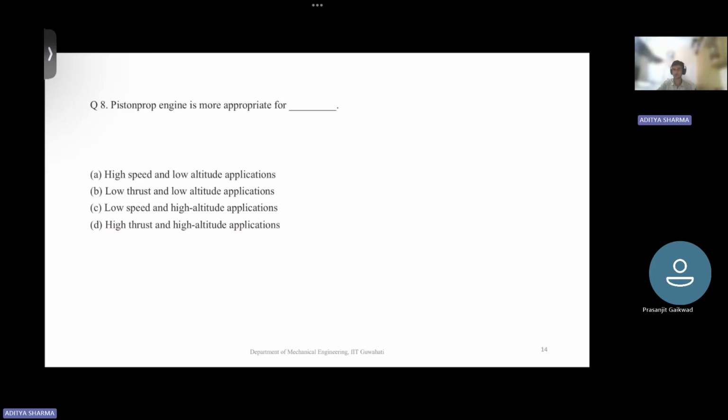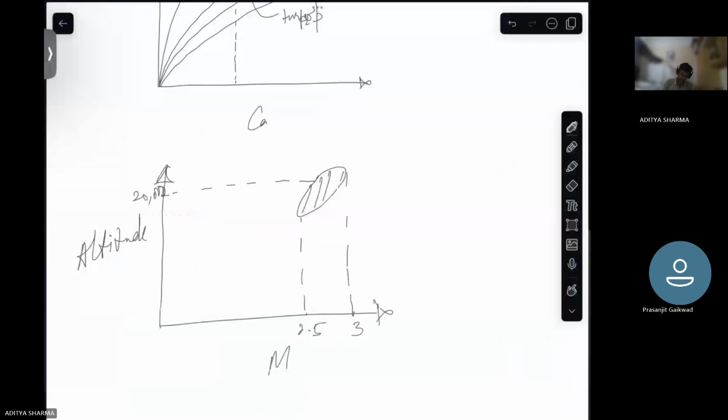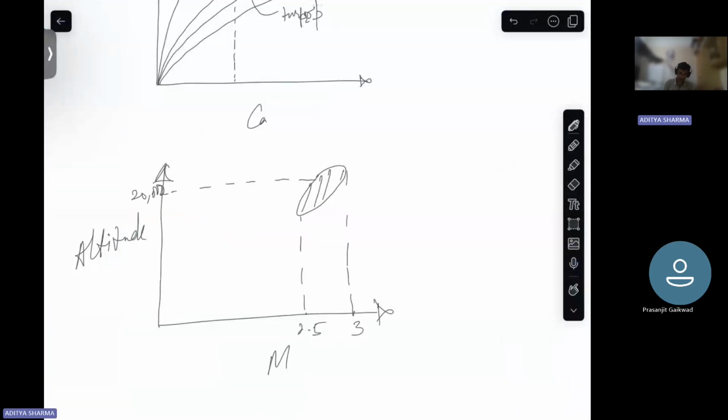The question is about your piston prop engine, right? The propeller being driven by a piston engine. So four options have been given: high speed and low altitude, low thrust and low altitude, low speed and high altitude, high thrust and high altitude. So piston prop, if you see this, these questions are based on this diagram.